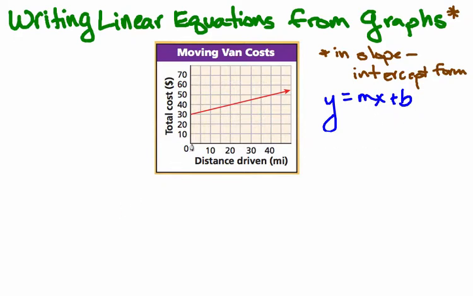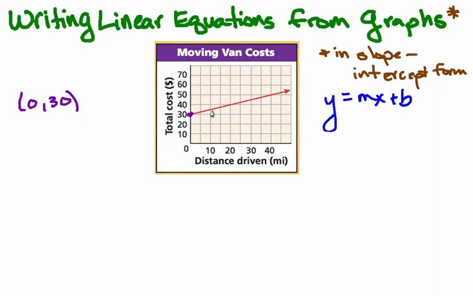Our first graph is here, moving van costs versus the distance that you drive this moving van. Here we see a y-intercept at (0, 30). That means that if you drive 0 miles, it costs you $30 to rent the van. That essentially means that you pay a $30 fee before you take the van off the lot.